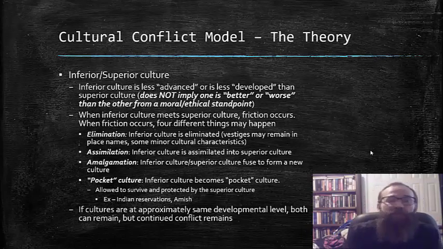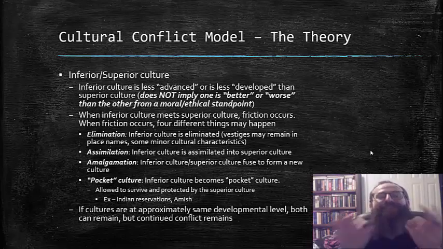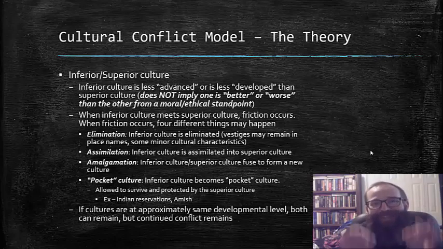An example of this would be Indian reservations, the Amish communities up in Pennsylvania, or even the Mennonite communities that exist right here in eastern North Carolina. Now, if two cultures are at approximately the same developmental level, both can remain, but continued conflict exists.